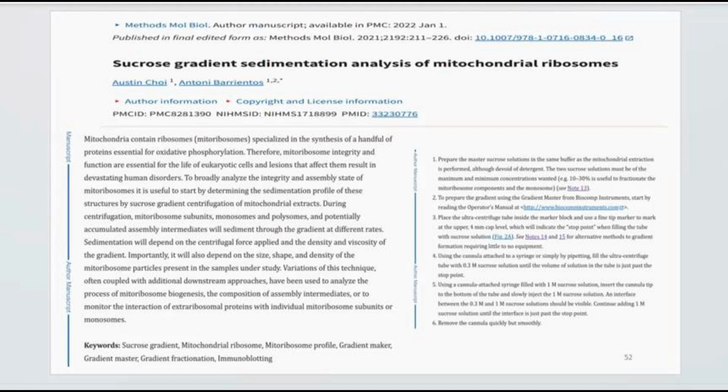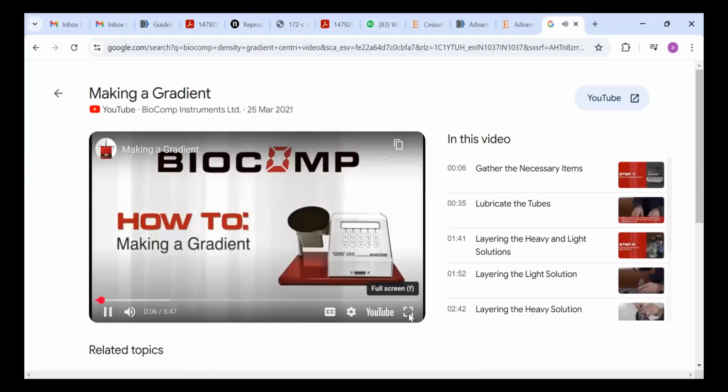All right, I'm sharing that video with you right now. Making a gradient. I shall start from here. How to make a gradient, right? Is it seen? Yes.